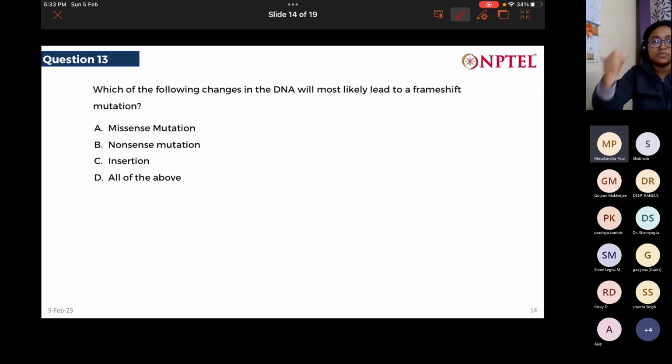What do you mean by frame shift mutation? It is one of the types of mutation. You must have heard somewhere, like in class 12th they also teach it.